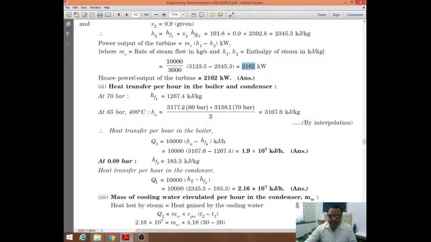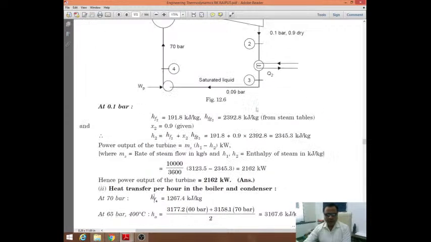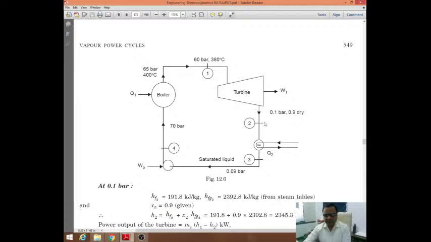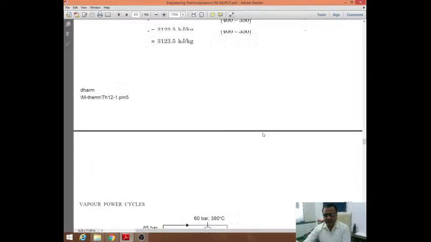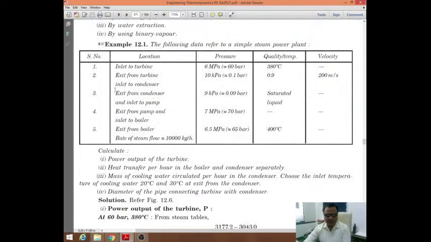Now heat transfer per hour in the boiler and the condenser. For that we need the value of properties when it is coming out from the condenser and when it is coming out from the boiler, because at the entry to the condenser we already know the condition, that is at point 2, exit from the turbine and inlet to the condenser, this is the same condition, so the enthalpy will remain the same, and at exit from the condenser and inlet to the pump, it is saturated liquid at this point.